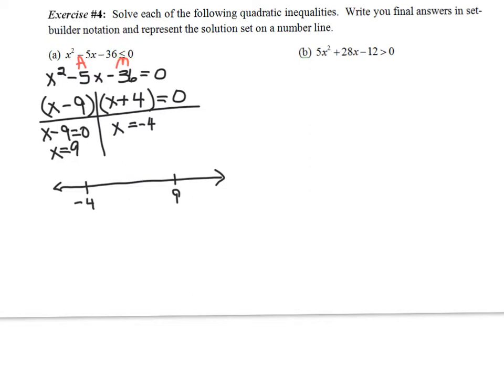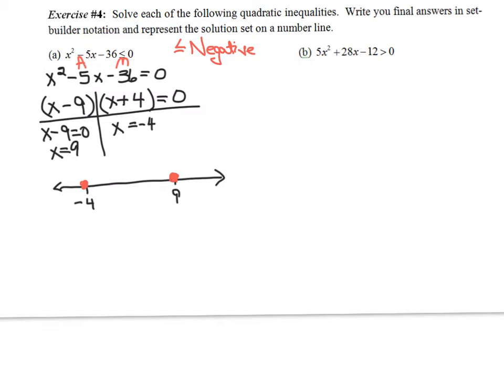So it should be less than or equal to. Less than or equal to means that I want negative solutions, or I want the solutions that are equal to 0. So my endpoints will be included, so I'm going to fill in the circles at -4 and 9.